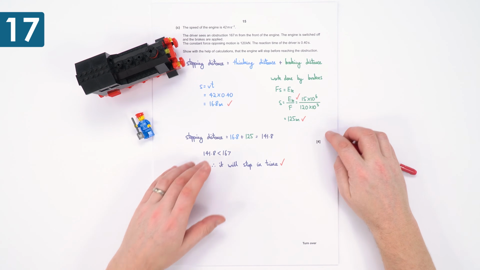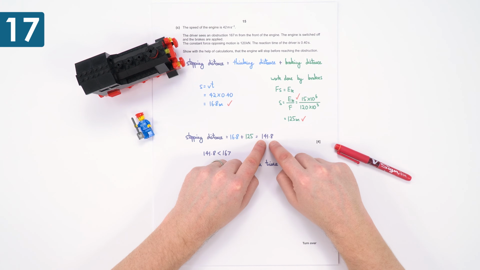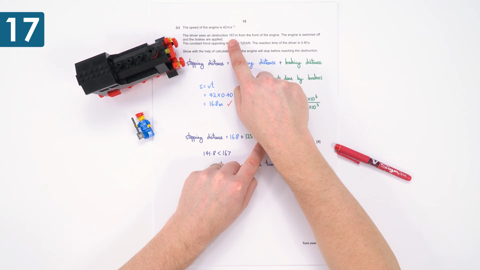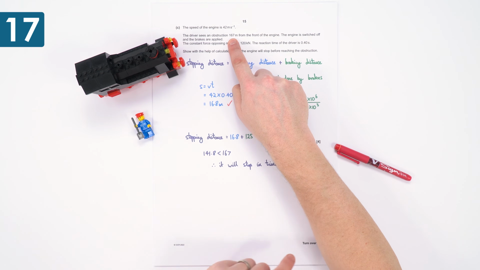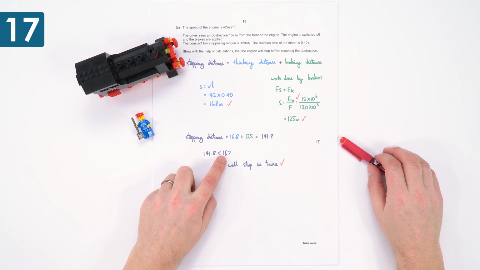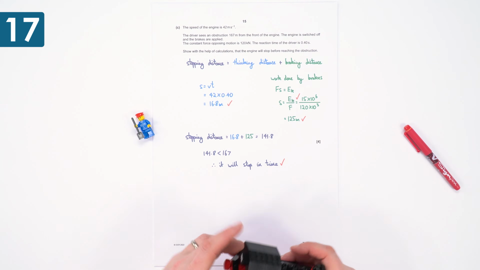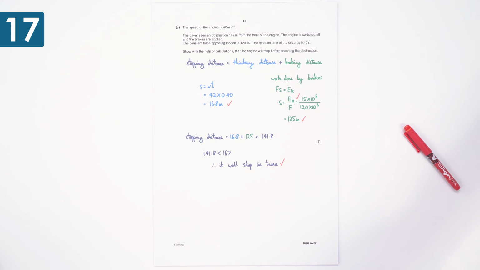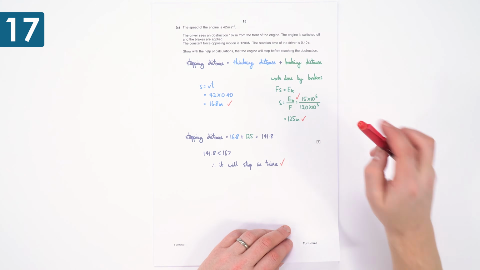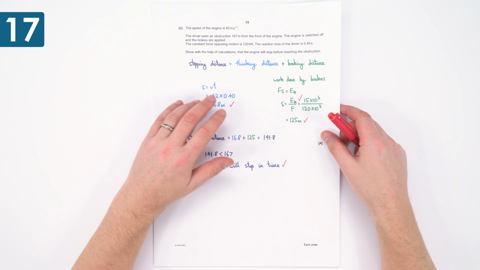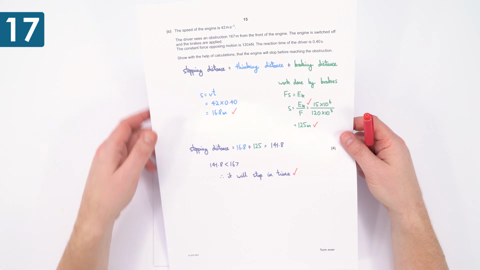And then to really get the last mark, we need to compare this value here with the 167 meters given in the question. And we can see that that's less than 167, and therefore it will stop in time. So, a lovely question about trains. Maybe I need to get myself some more Lego trains if I come up to similar questions in the future with electric engines.